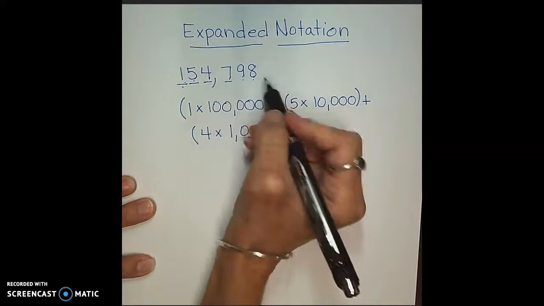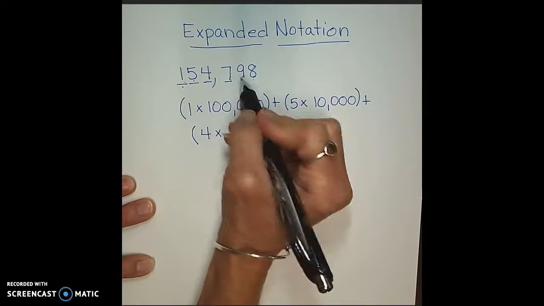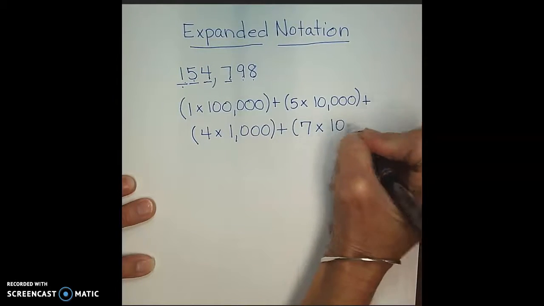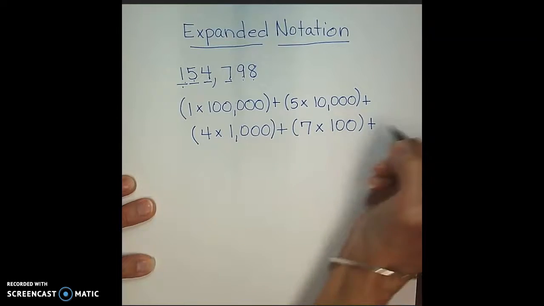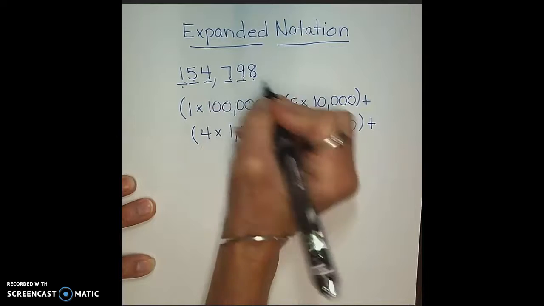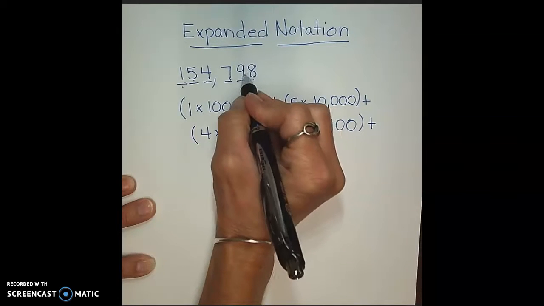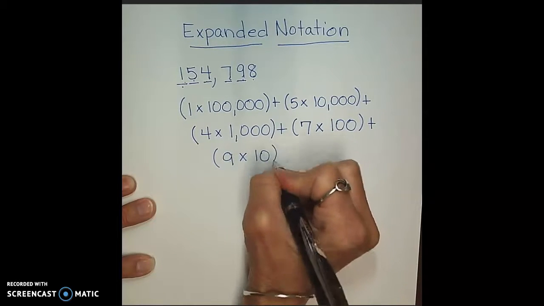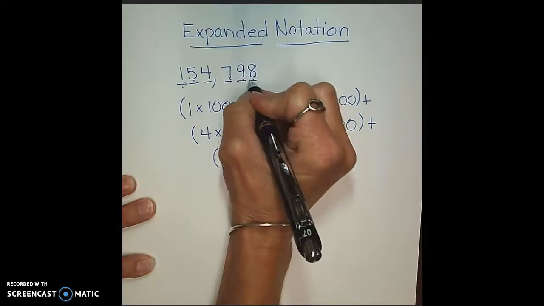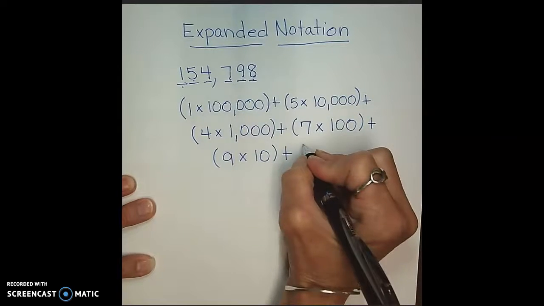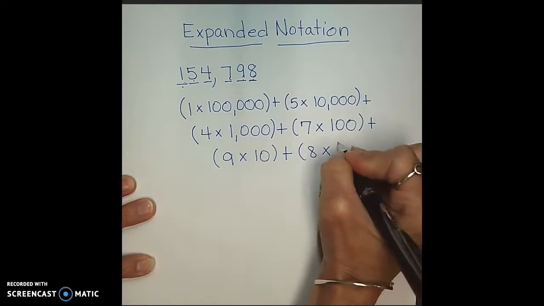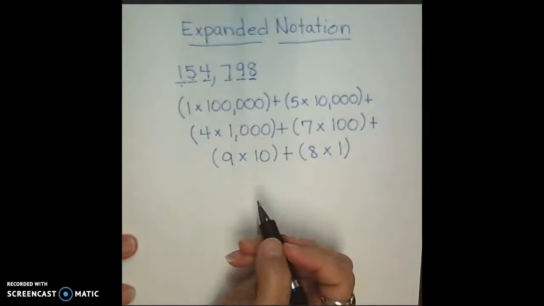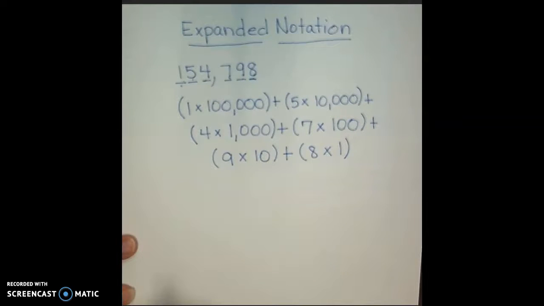Then I move to the next digit. I go ones, tens, hundreds. So I know that I have 7 groups of 100. And then I go to the next digit. I know that this is the ones, the tens. So I have 9 groups of 10 plus my last place, which is the ones, and I have 8 groups of 1. So this is how you would write 154,798 in expanded notation.